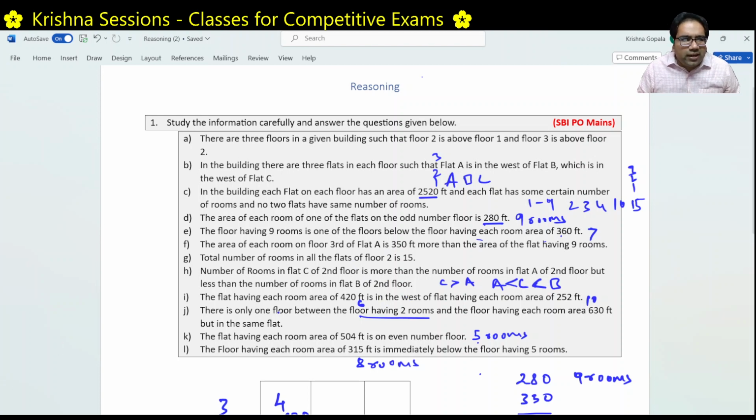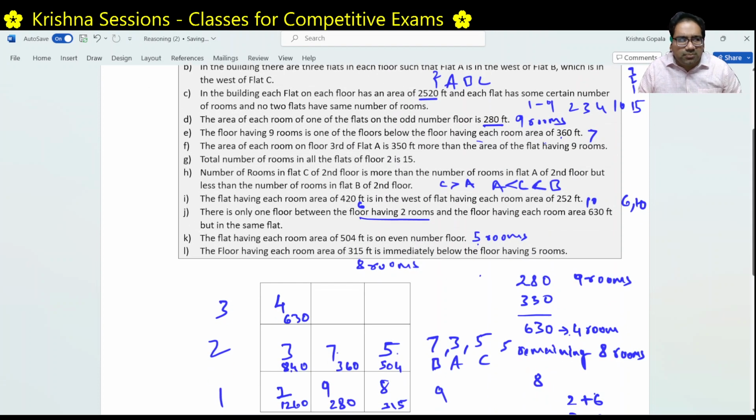Right. The flat having area of 420 square feet is the west of flat having each room area of 252 feet. That means this 6 is left of 10. This is what we had discussed earlier. So there are only two options now. So we can directly put this 6 and this 10 here. What is this 6? 6 is 420 and 10 is 252. Right.